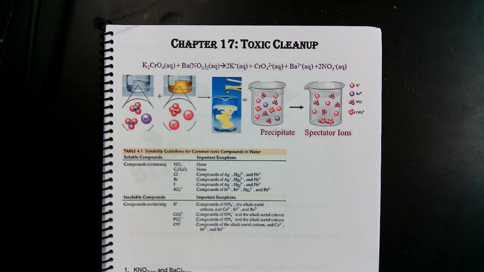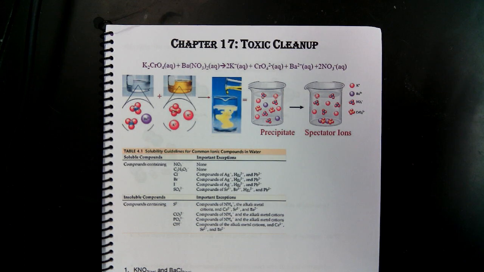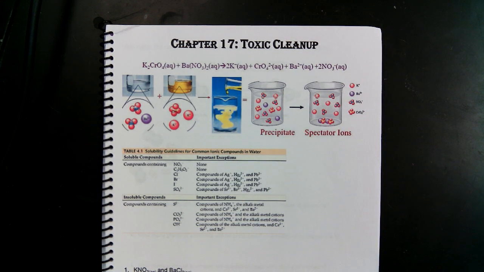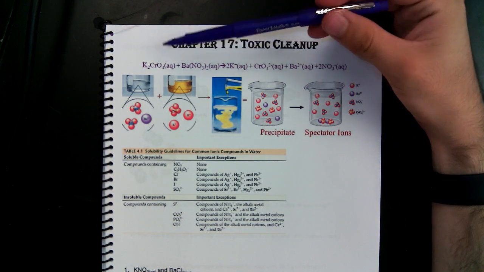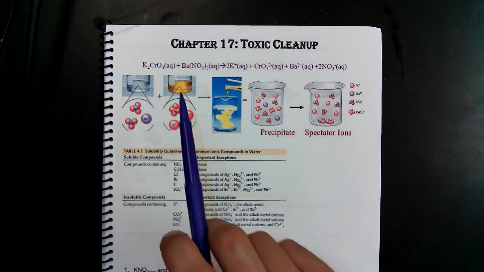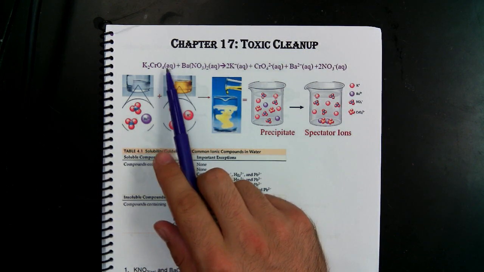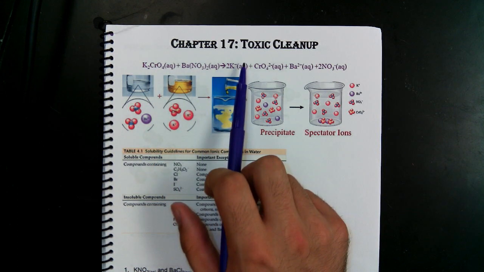Chapter 17 was called Toxic Cleanup, and it mainly focused on solid toxins as a way to introduce us into precipitation reactions and stoichiometry. A precipitate is a solid that forms as the result of two solutions mixing together.